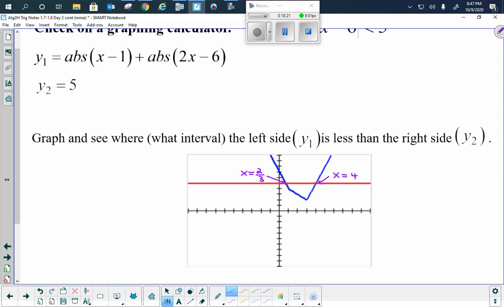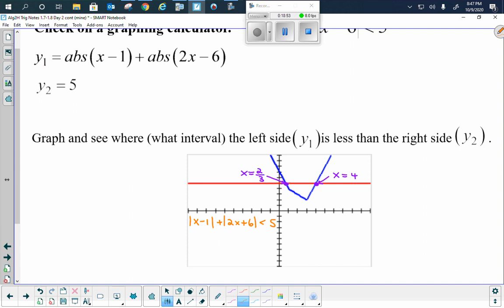Now you would want to know those intersection points. Yes, you could go to your intersection feature and review that. Make sure you can get that that is an x value of 2/3 and that is an x value of 4. But now remember, we're dealing in intervals. So think about this. If you want to know where our expression, the absolute value of x minus 1 plus the absolute value of 2x minus 6, is less than 5.